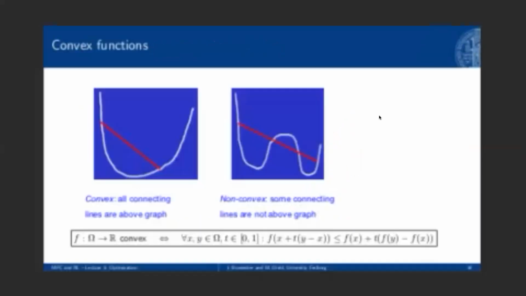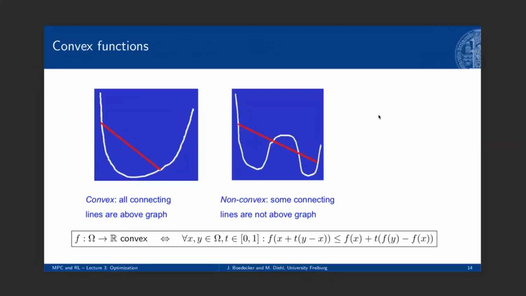So what is a convex function? A convex function is a function where all connecting lines between points on the graph are above the graph. That's what we have to imagine here on the left. If there's only one line, so to say, one secant that goes under the graph, then the function isn't convex. Yeah? Mathematically, you can express it like this. For all x and y and all t in the interval [0, 1], the function evaluated at the middle point must be below the linear interpolation between the two extreme points. So that's the definition of a convex function.